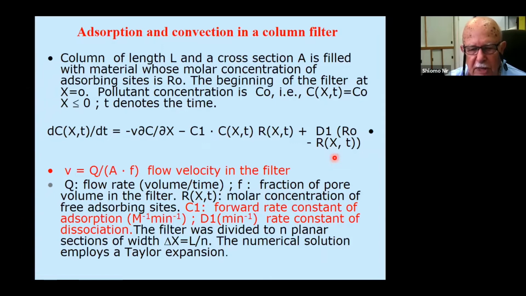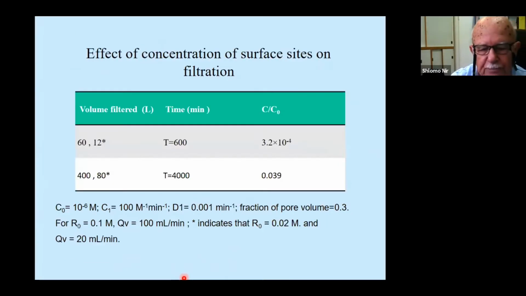We solve these equations numerically by employing Taylor expansion. The efficiency of filtration is determined by C over C0. C is the concentration of the emerging pollutant. C0 is the initial concentration. If this value is very small, it means the filtration is efficient.